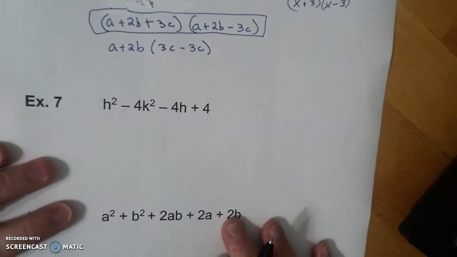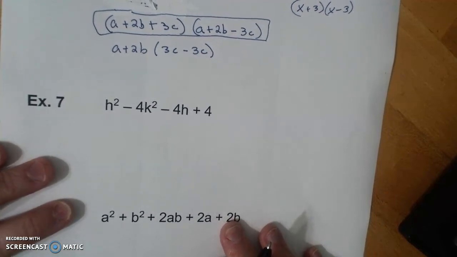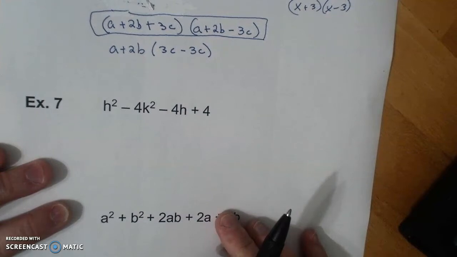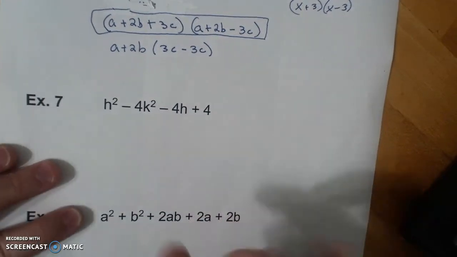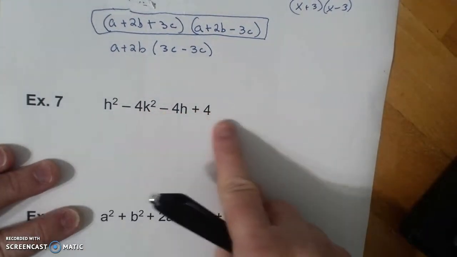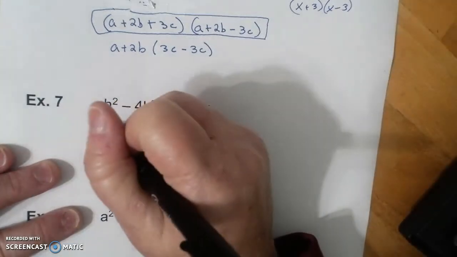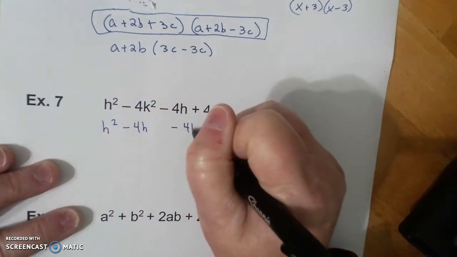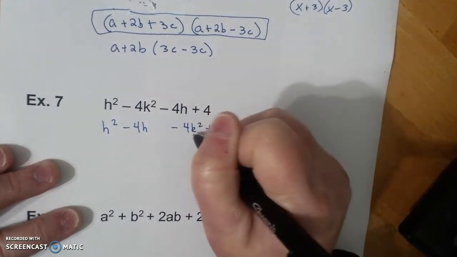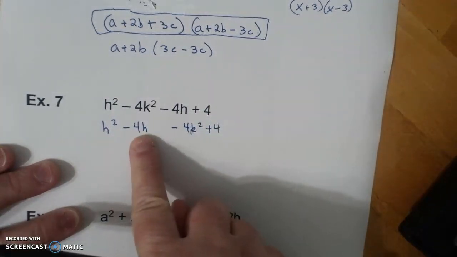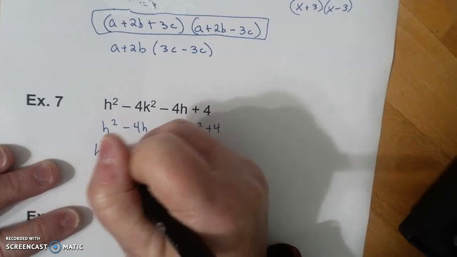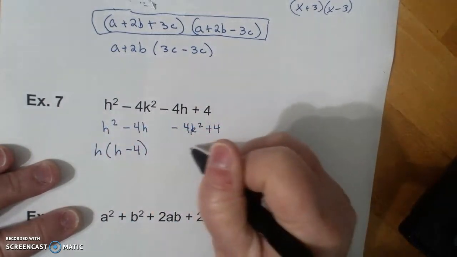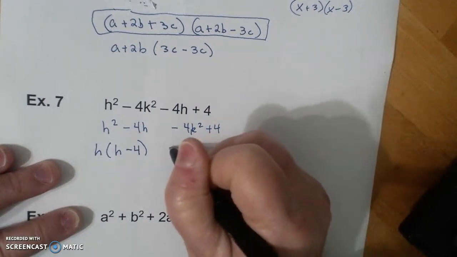Okay. At the very beginning, we were nice, and the worksheet was nice, and things were set up where you could see them. When they start being a long string, you can rearrange things. So this is h squared minus 4h and minus 4k squared plus 4. And I'm going to group this. I'm going to take an h out and have h minus 4. And I'm going to take a -4 out.